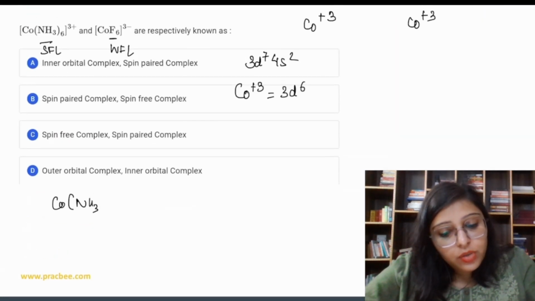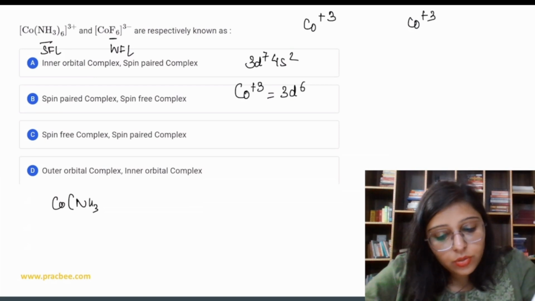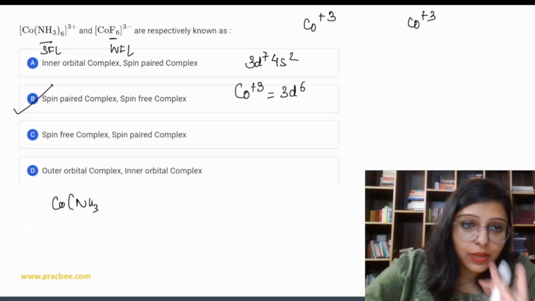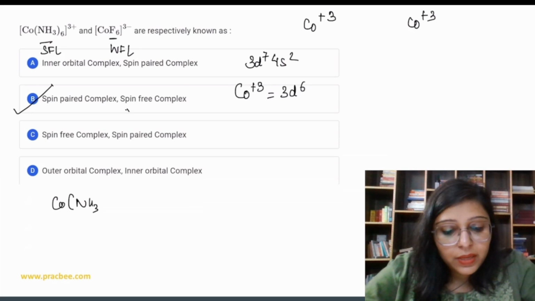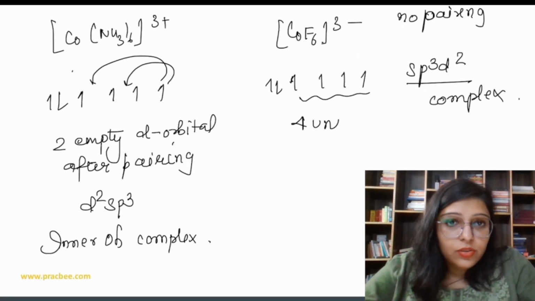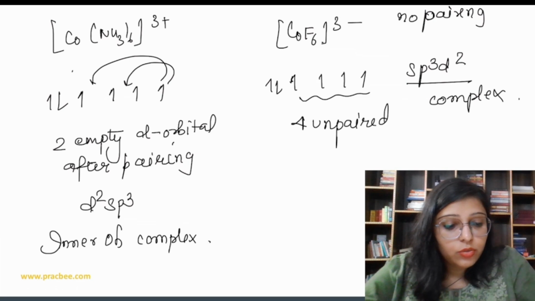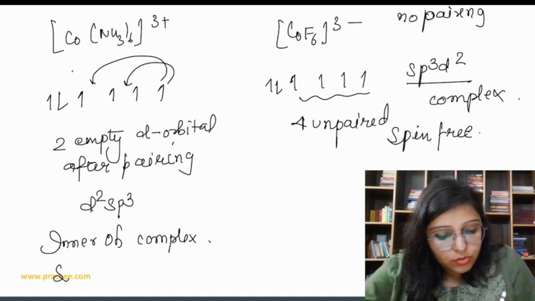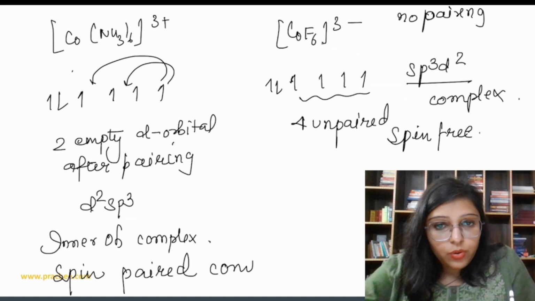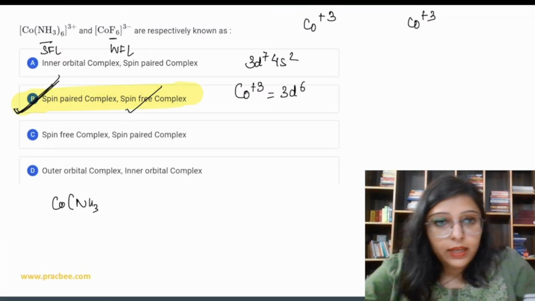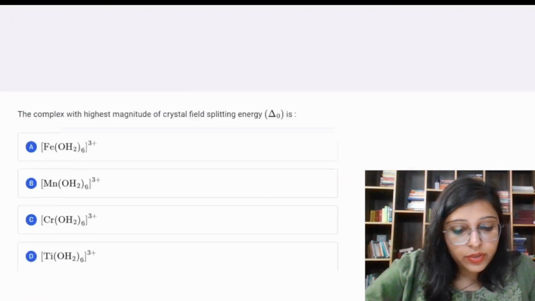Okay. So if it is an sp3d2 complex, spin paired means no unpaired electron, and spin free complex means we have unpaired electrons. So here we have 4 unpaired electrons. If we have 4 unpaired electrons, this is going to be a spin free complex, right? And the other is going to be a spin paired complex. Okay, clear? So option B is going to be the correct answer. Now let's do the next question.